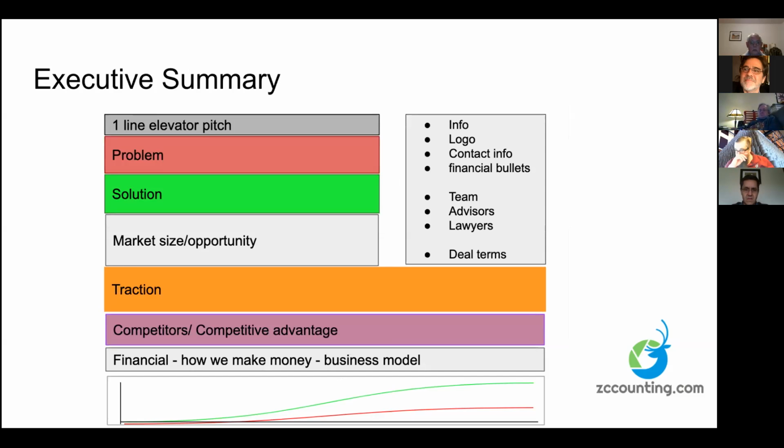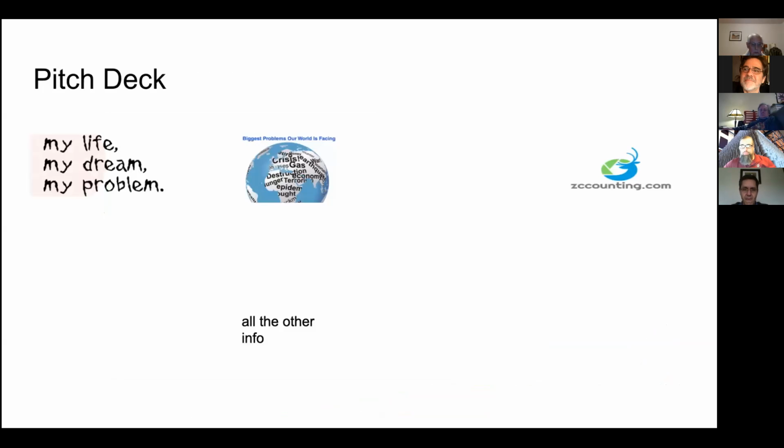So in more detail about the executive summary, here's a format that I like. You start out with that one-line elevator pitch: problem, solution, market size, traction, competitors, financials. And then in the upper right-hand corner, you see there's a little call-out box. I like to put all the pertinent information that your investors or potential acquirers need in your contact information so they know how to get a hold of you.